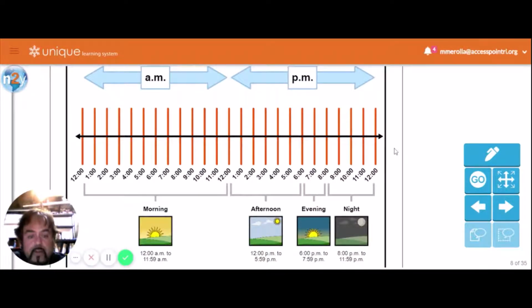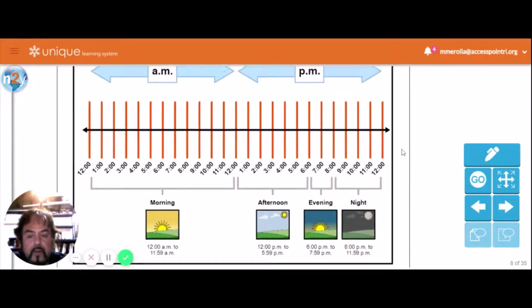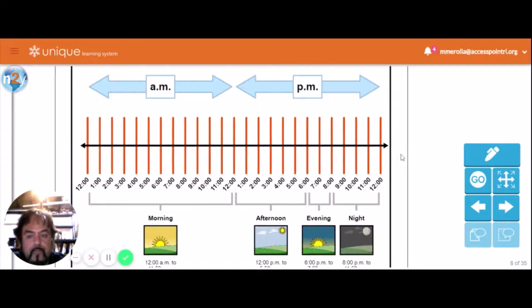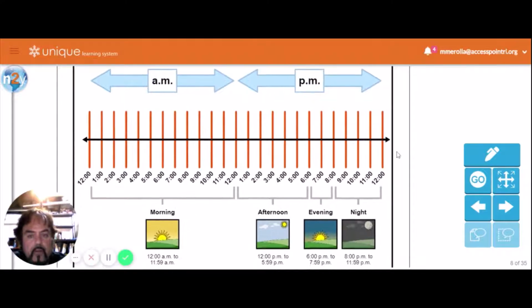On this next page, we're talking about the time of day. If you were to look at the time of day on a line like this that goes to the left and to the right, the numbers going left would be the earlier times of day, like the morning. The numbers going to the right would be the later time of day.